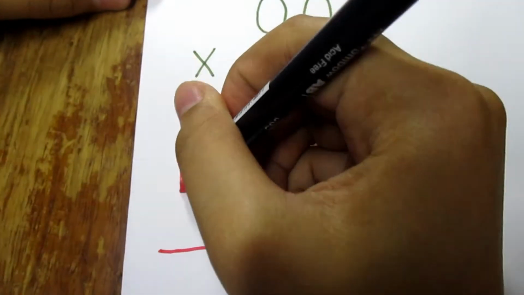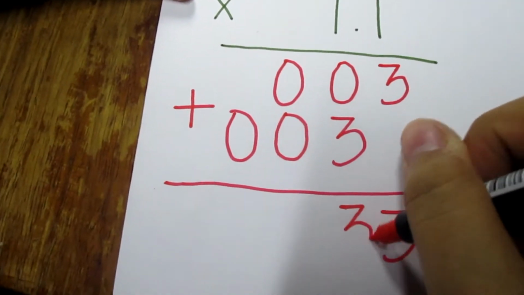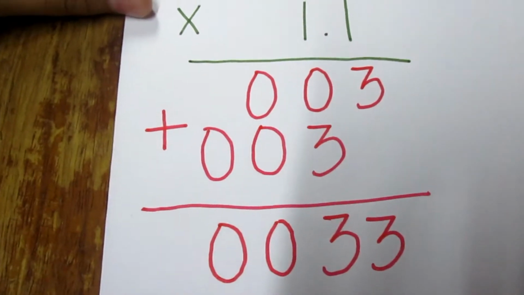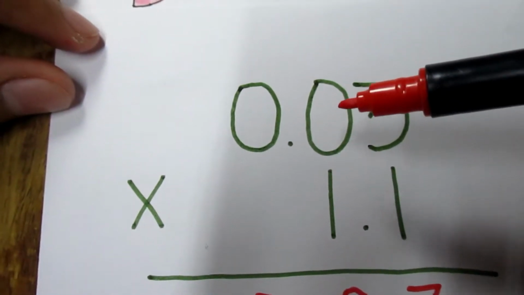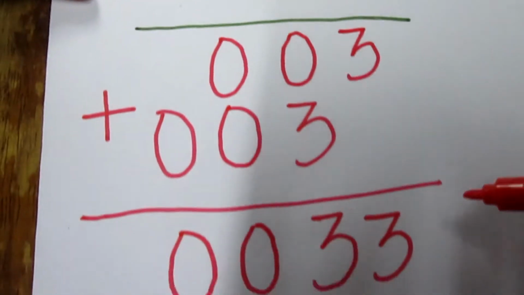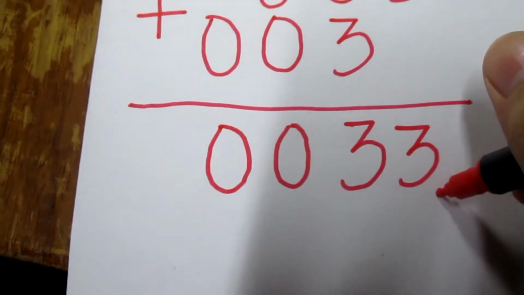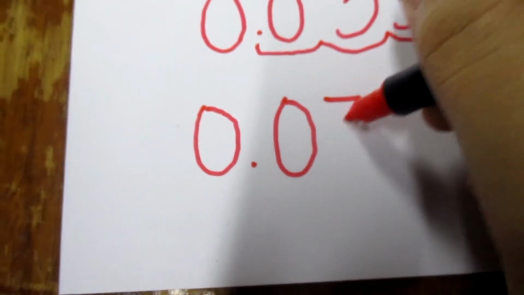And then we add them. 0 plus 3 equals 3. 0 plus 0 equals 0. And you bring down 0. In getting the final answer, we just need to count the decimal places: 1, 2, and 3. So the decimal point here will be moved to the left 3 times: 1, 2, and 3. So the final answer would be 0.033. That's all.